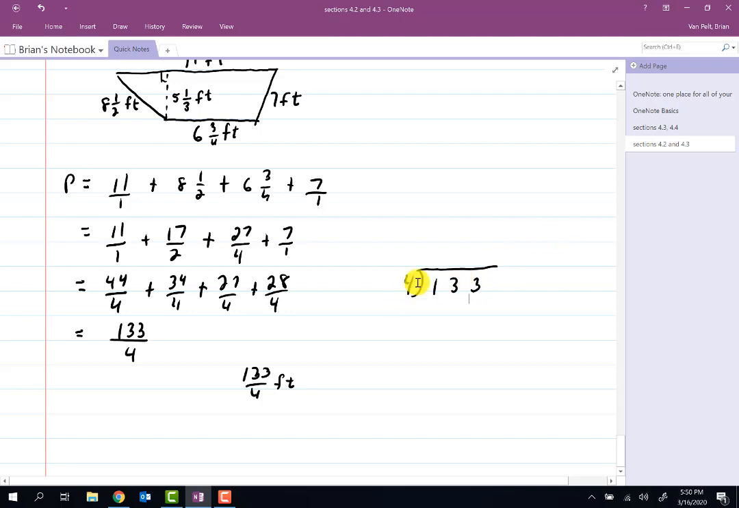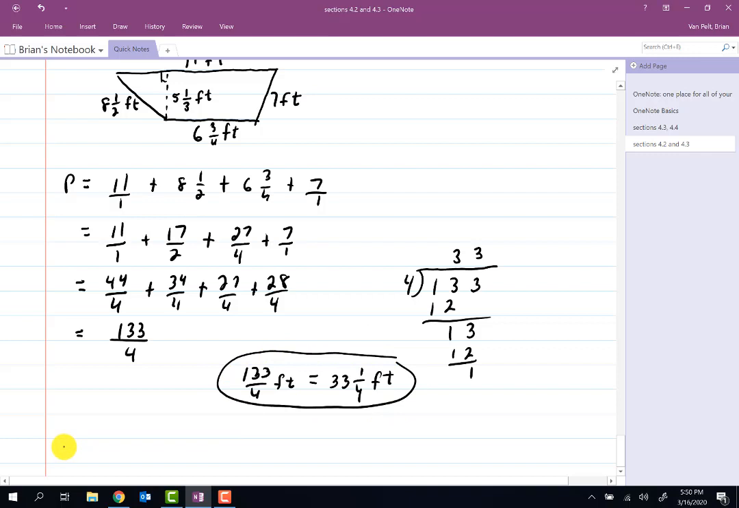4 goes into 13 3 times. Put the 3 right above the first 3. 3 times 4 is 12. Subtract and drop down the 3. And I see that 4 goes into 13 3 times again. And the remainder is 1. So what I'll get then is 33 1/4 feet. So either one of those should work for your perimeter.